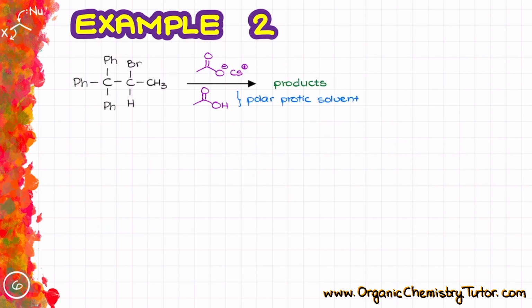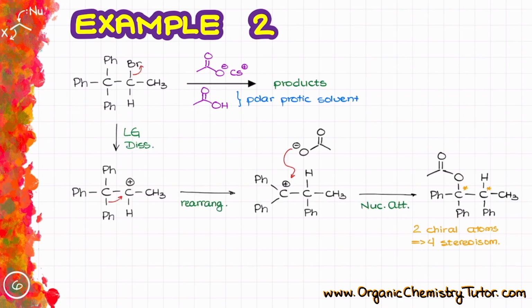Alright, here is another example. Like in the previous case, pause this video and work through the mechanism for this reaction and then continue the video. Alright, are we ready to check the work? Like in the previous case, we're going to start with the leaving group dissociation leading to the formation of the carbocation. Next, we're going to have a carbocation rearrangement.